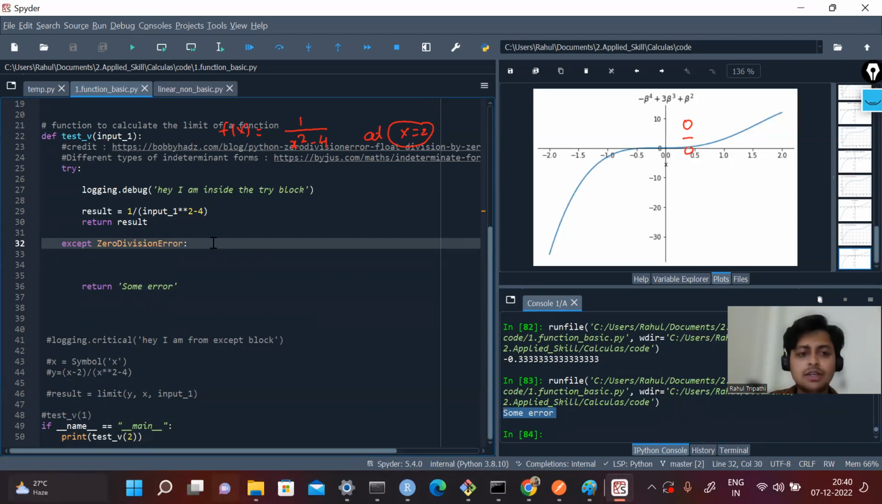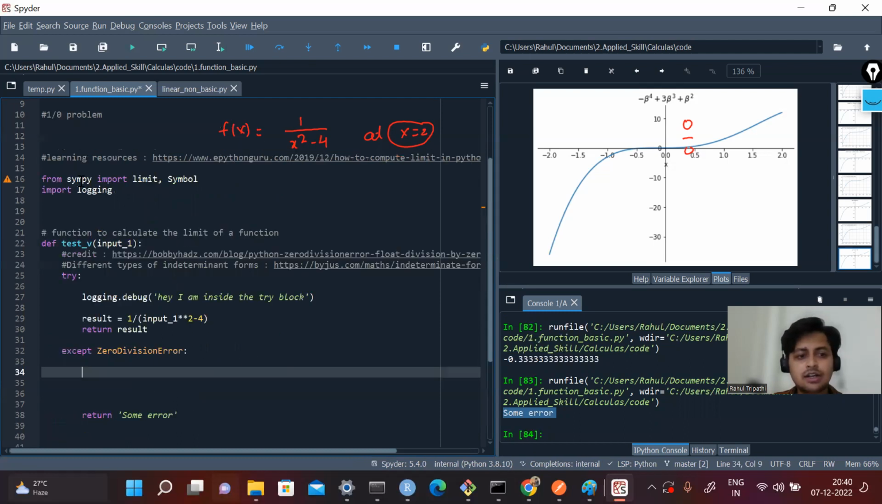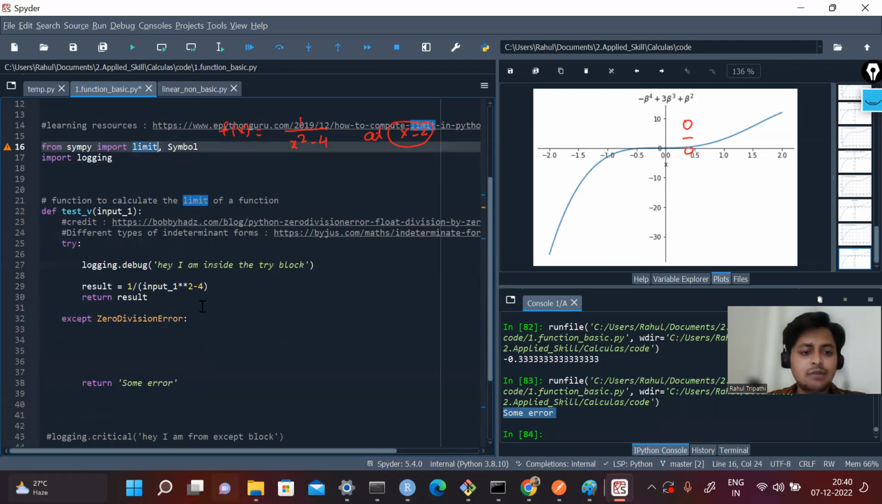So how to implement limit? In Python there is a library called SymPy. In SymPy we have a method called limit. I will explain it, and I will also share the documentation of SymPy, so it will be easy for you. Let me implement it.